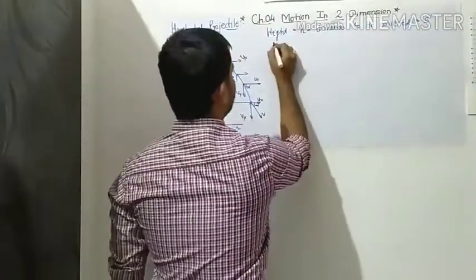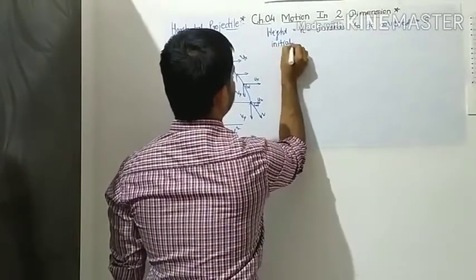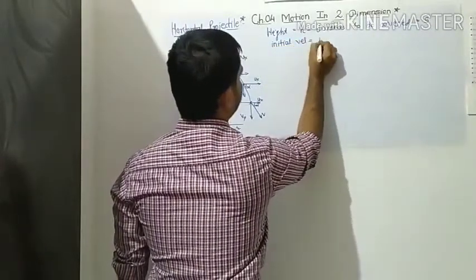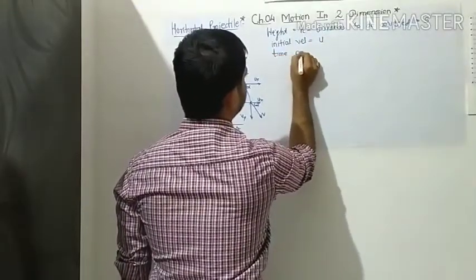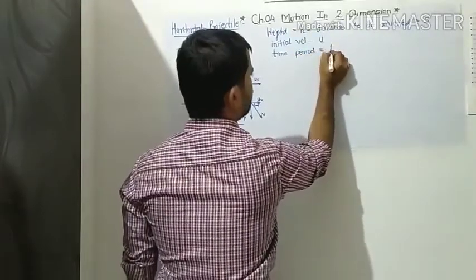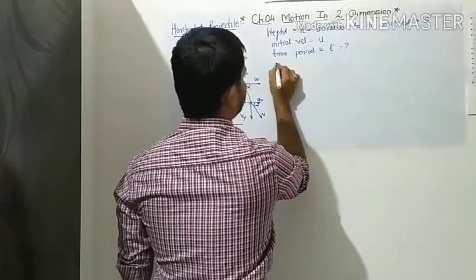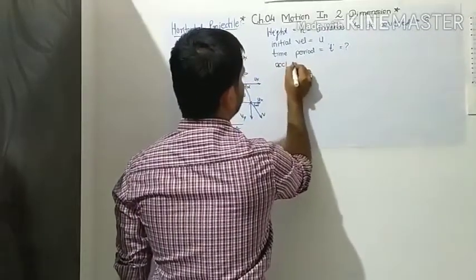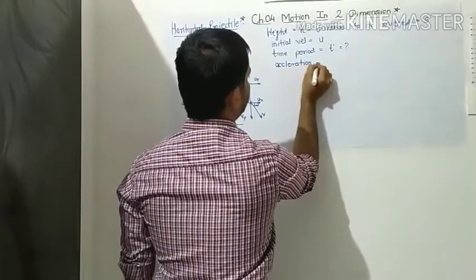Now the initial velocity is equal to u, and the time period is equal to t. We have to find this. And the acceleration is equal to the acceleration due to gravity.